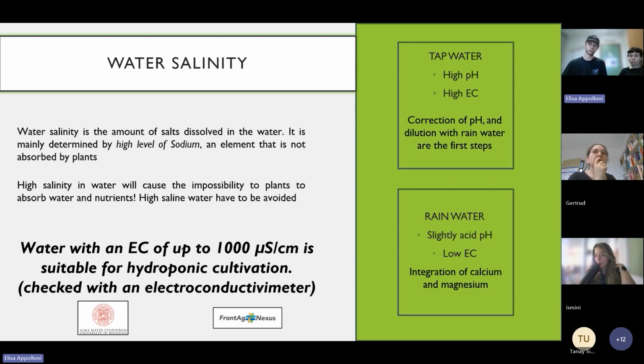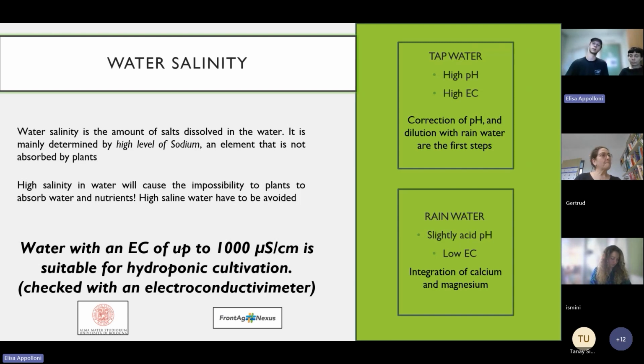So tap water usually has got a very high pH, depending, of course, on the area where you're living and the type of soil and rocks that you have, and also a very high electroconductivity, because there are a lot of salts that are dissolved in it. So the correction of pH and dilution with rainwater are the first step, which are very important, because we need to bring the pH to neutral, so to a value of 7.